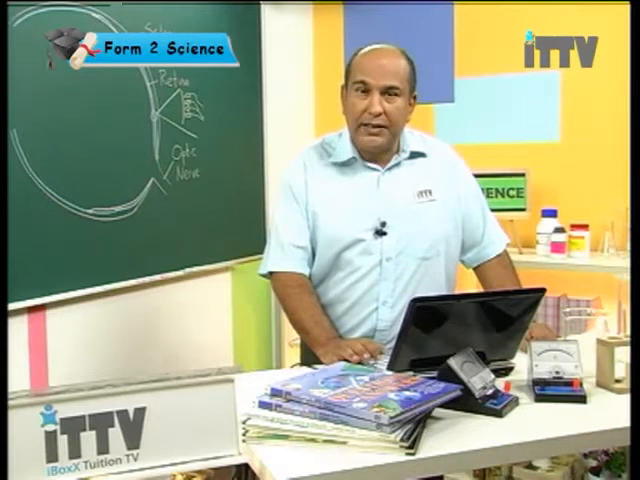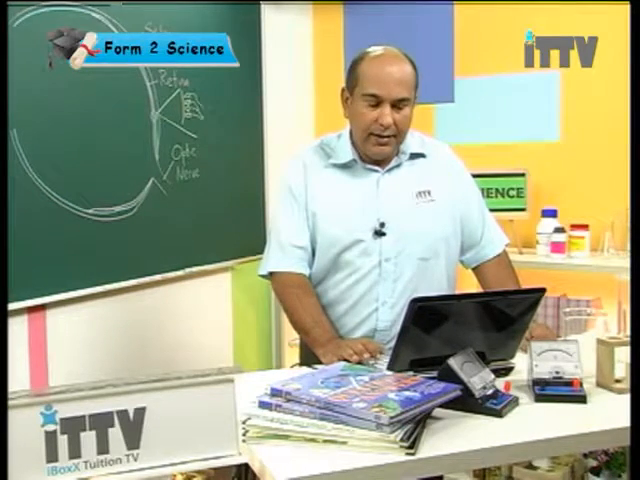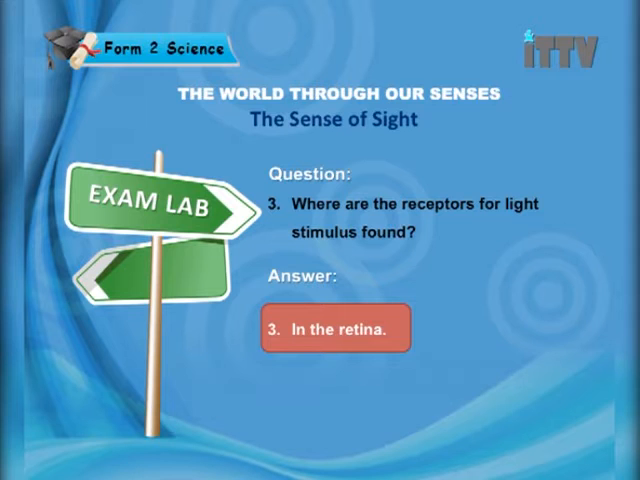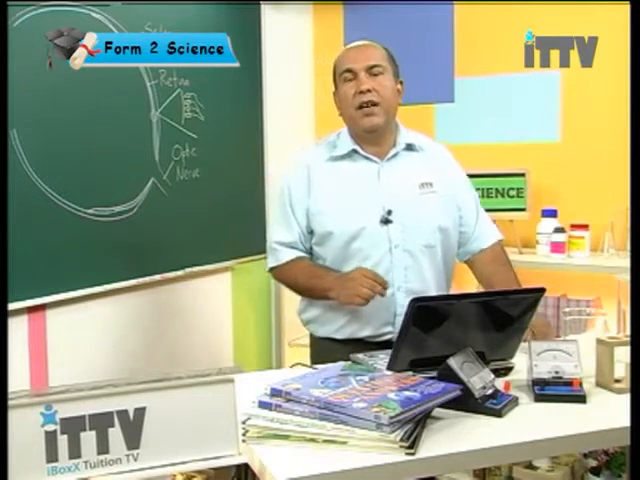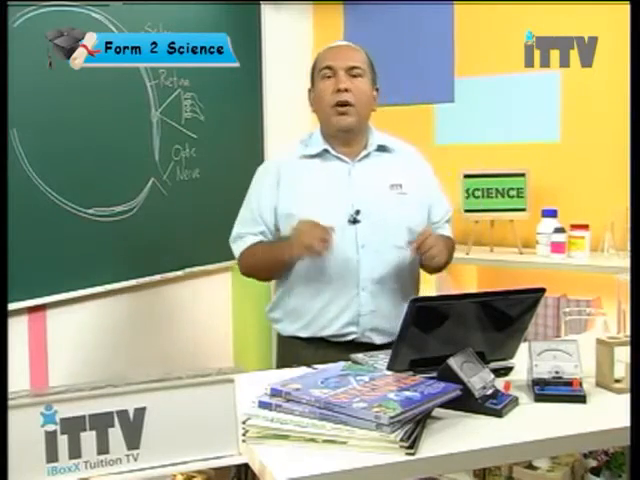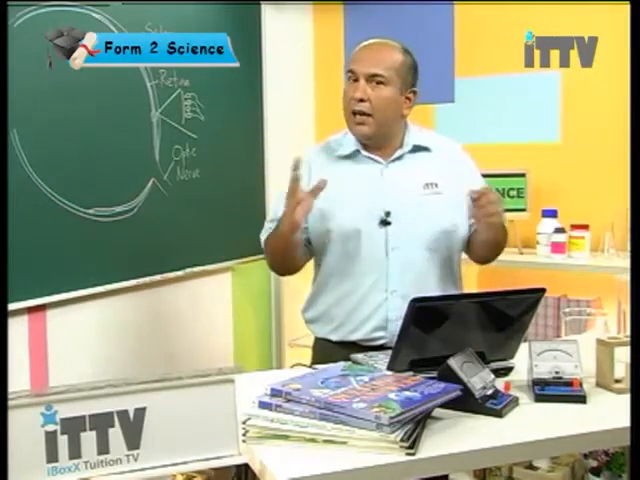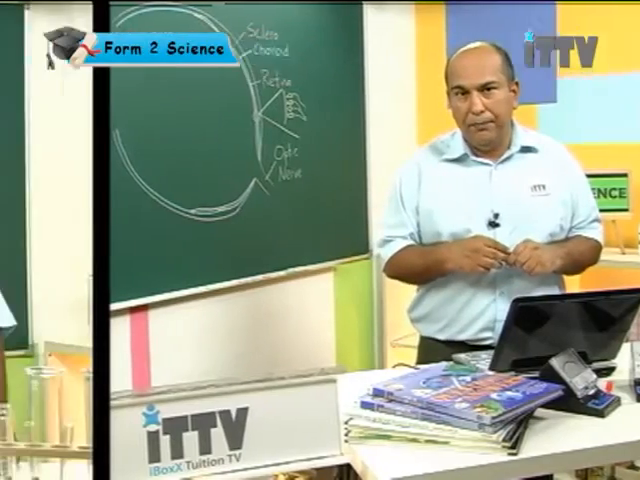Thought about it? Let's see if your answer is the same as mine. The answer is in the retina. Okay, so our photoreceptors are found in the retina. The choroid and the sclera have no receptors at all.